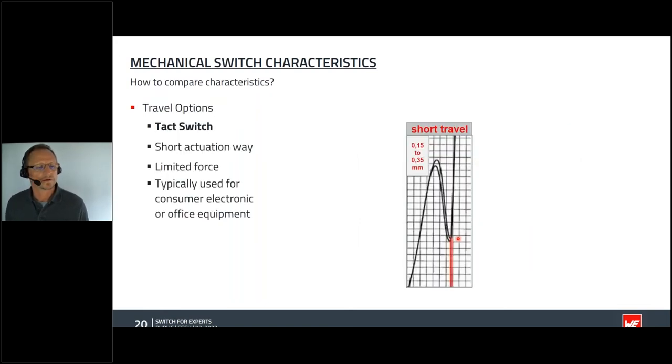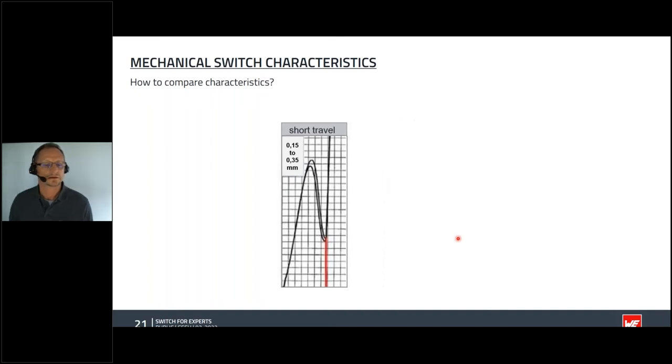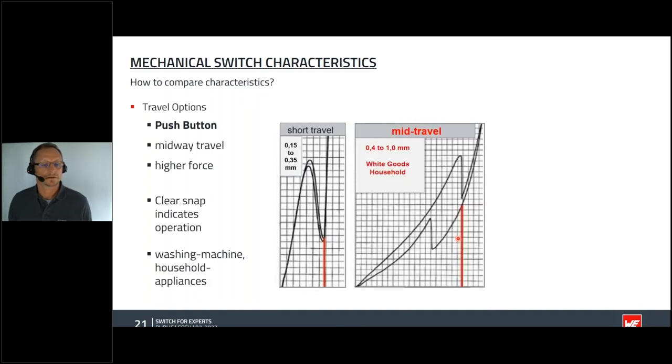Now, let's call this the travel options. And so every kind of switch has its typical kind of curve. There are different categories to tell apart. Depending on the target application, there can be a big difference in how a switch shall operate. If you look at this, it's the same as before. And here we can see the characteristics of a mid-travel type compared to the short travel type that we saw here.